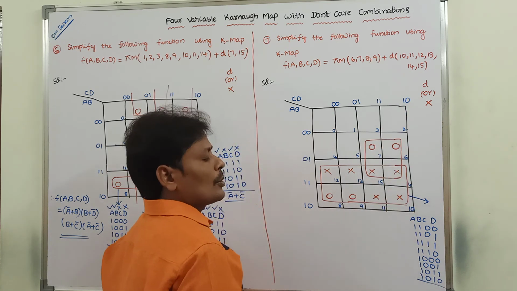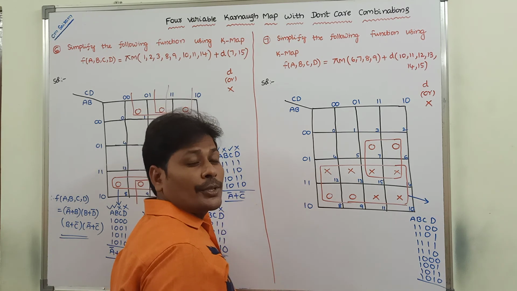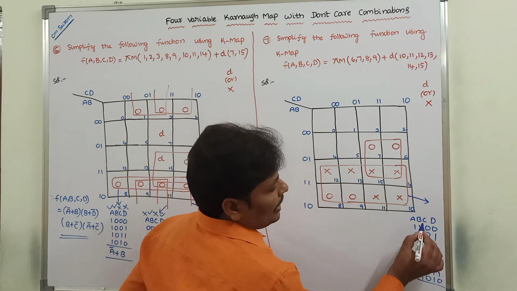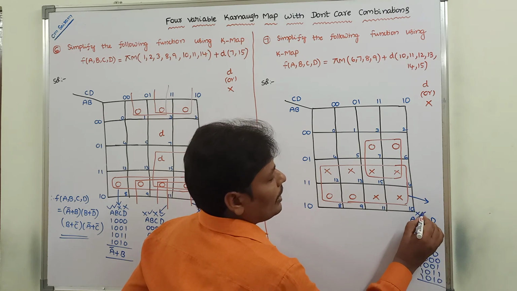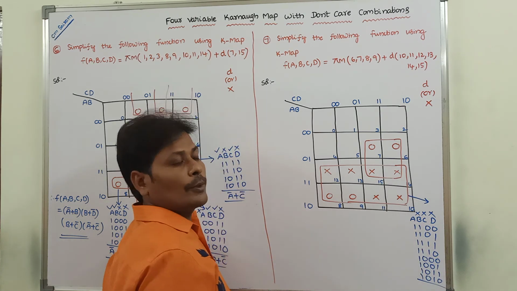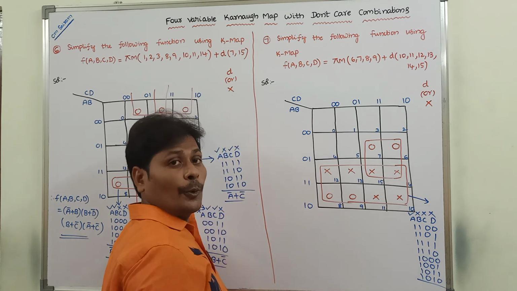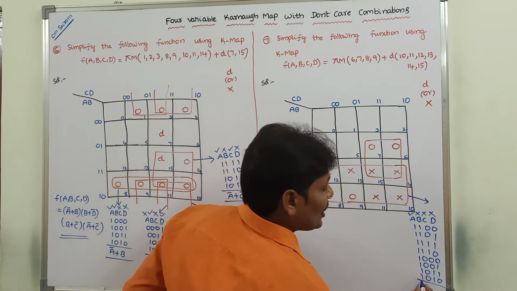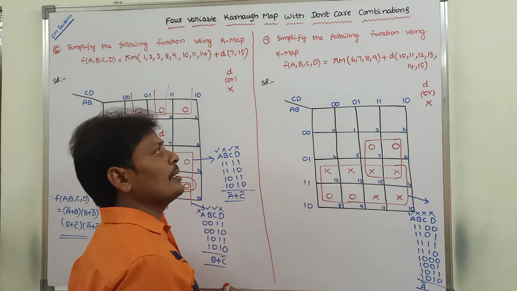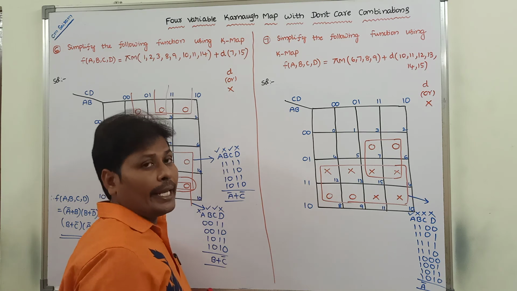Any column that contains a combination of zeros and ones, we have to ignore that column. So B column, C column and D column are ignored because they contain a combination of zeros and ones. A column is considered because it contains only ones. In that column, A value 1 means we are getting A bar, because in the product of max terms, A value 1 means we are getting A bar.